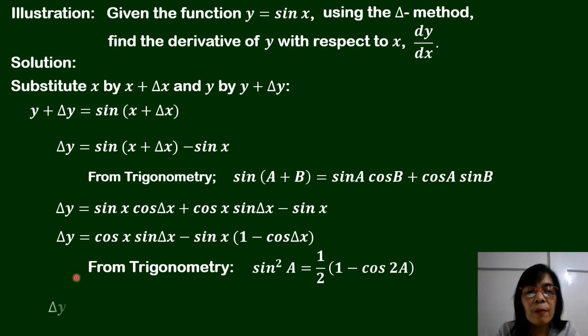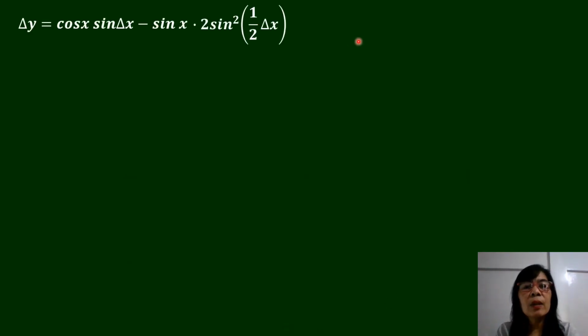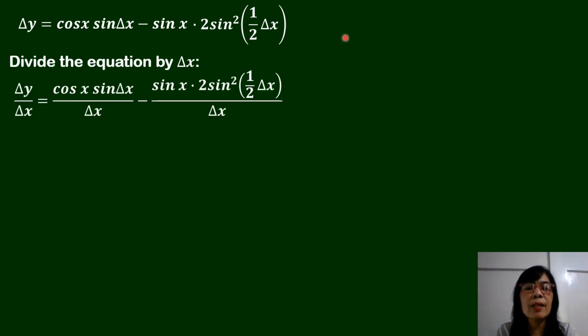Okay, so we now have the delta y equal to cosine x sine delta x minus sine x. The 1 minus cosine delta x can now be solved using the formula, and that would give us 2 sine squared. The angle of sine at the left side is 1 half the angle of delta x at the right side. So we have 1 half delta x. We continue our solution by dividing this equation by delta x. That gives us now this equation.